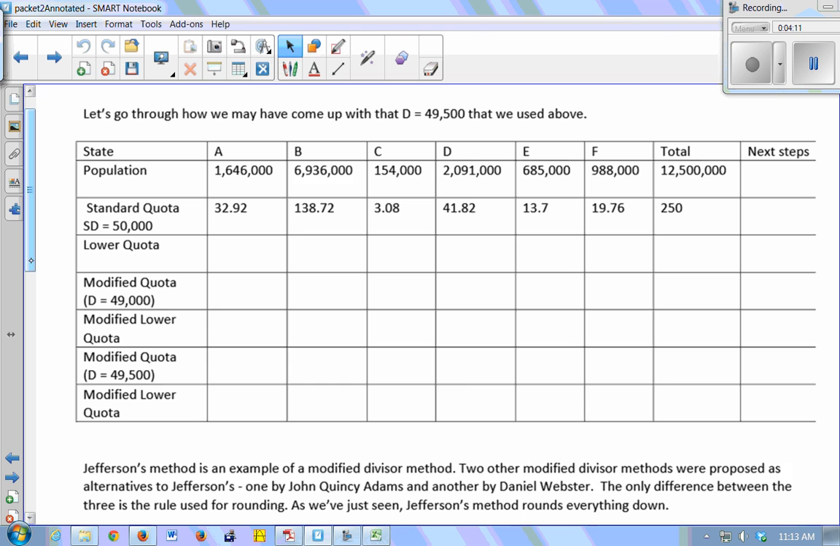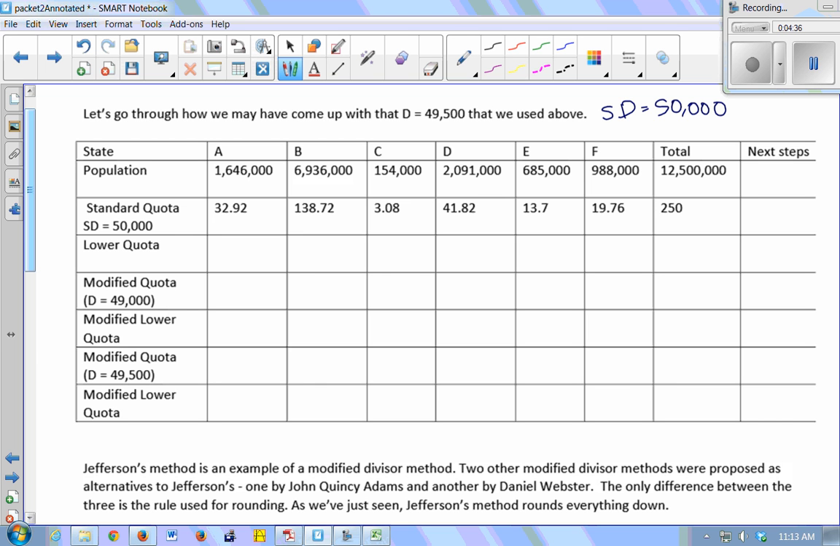All right, so let's go through how we might have come up with that 49,500, that magic number. Okay, so here I have my populations. This is the same Congress of Parador, and again, we're apportioning 250 congressional seats. The standard divisor was 50,000, right? So I start by getting my standard quotas, just like I would do with Hamilton's method. Divide each population by 50,000 and I get my standard quotas. Total's 250. So my next step should be to round everything down because that's what Jefferson's method does.